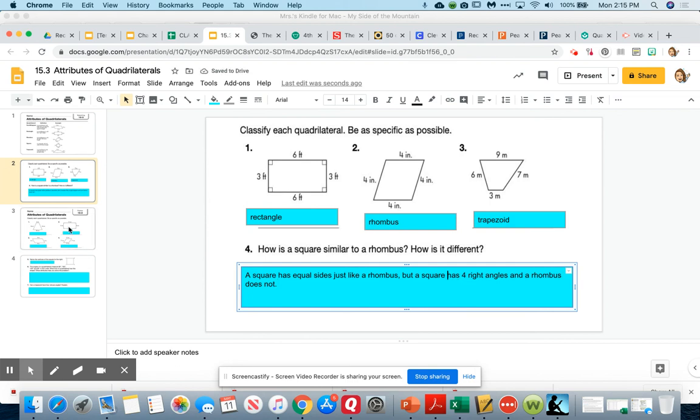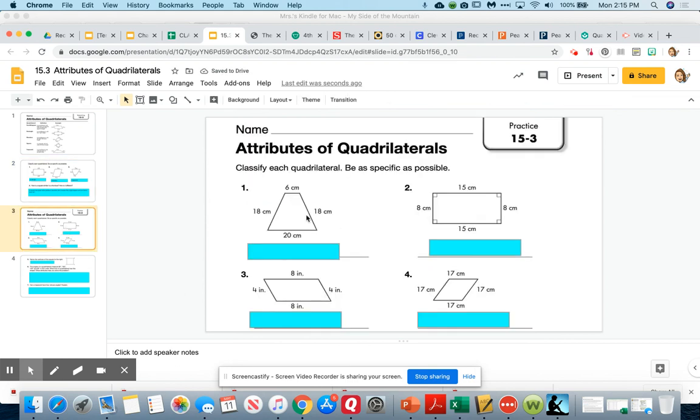Okay, let's keep going. So now, again, we have 2 sets of parallel lines. The 6 and the 20 are parallel. These 2 sides are not parallel. So when you only have 1 set of parallel lines, that is a trapezoid. Here we have a parallelogram because these 2 sides are parallel and these 2 sides are parallel. 4 right angles, but the sides are not all equal, so it can't be a square. It is a rectangle.